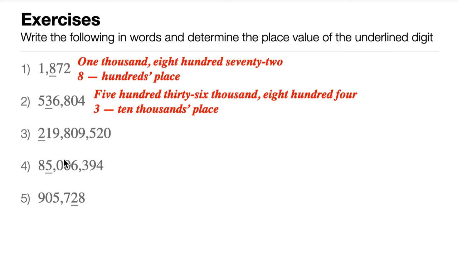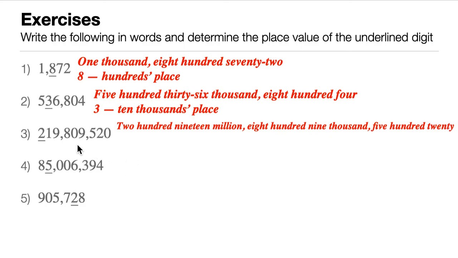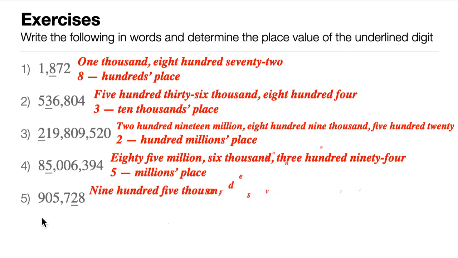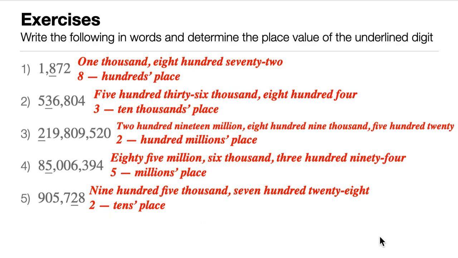Number 3, we have 219,809,520. And then the 2 here, not the 2 here, 2 is the underline here. That's the 100 millions place. Number 4, we have 85,006,394. And the 5 here is clearly the ones, this is the thousands, this is the millions place. And then lastly for number 5, we have 905,728. The 2 here is the tens place, and pretty much that's our answer for the exercises.